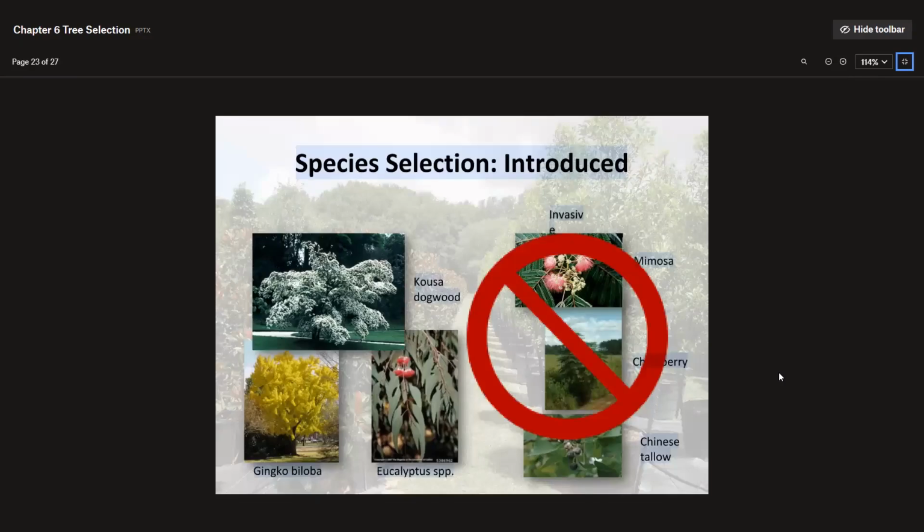Like I said, there are some introduced selections that are not invasive, like the eucalyptus, ginkgo biloba, and Kousa dogwoods. They do fine. Choke cherries, mimosas, and Chinese tallow are very invasive. They're going to crowd out your natives, so we don't encourage planting those.